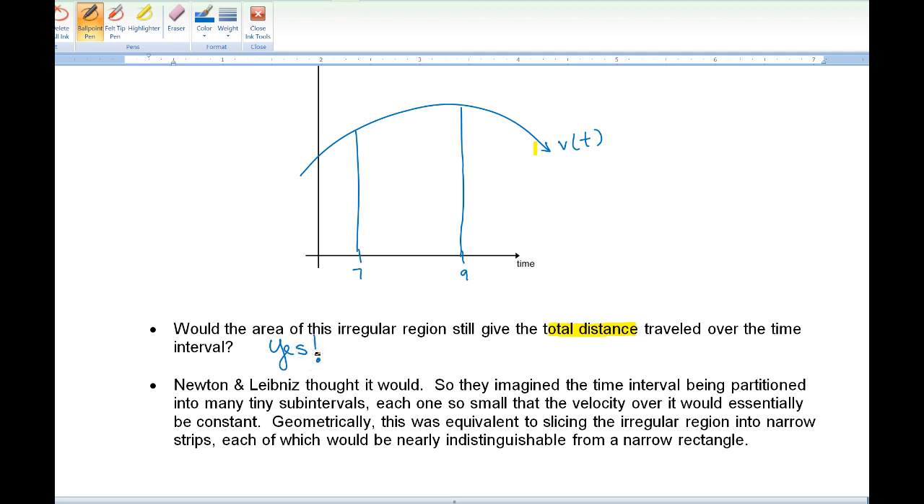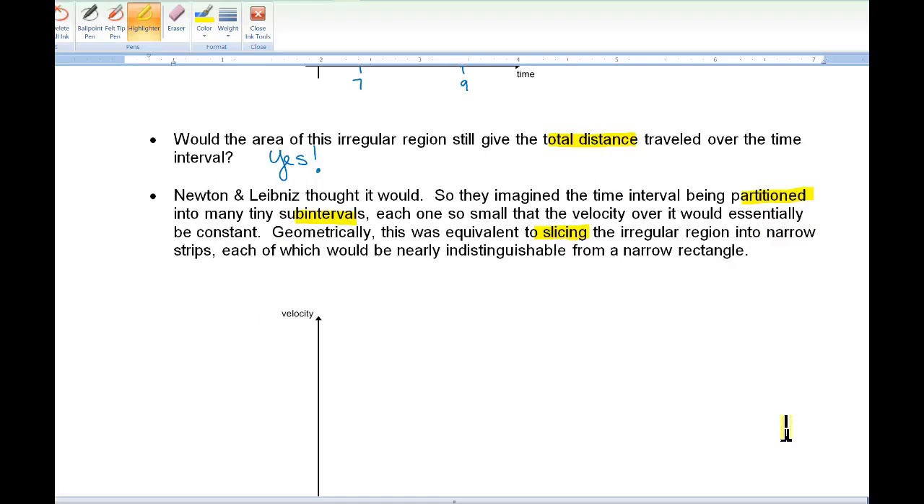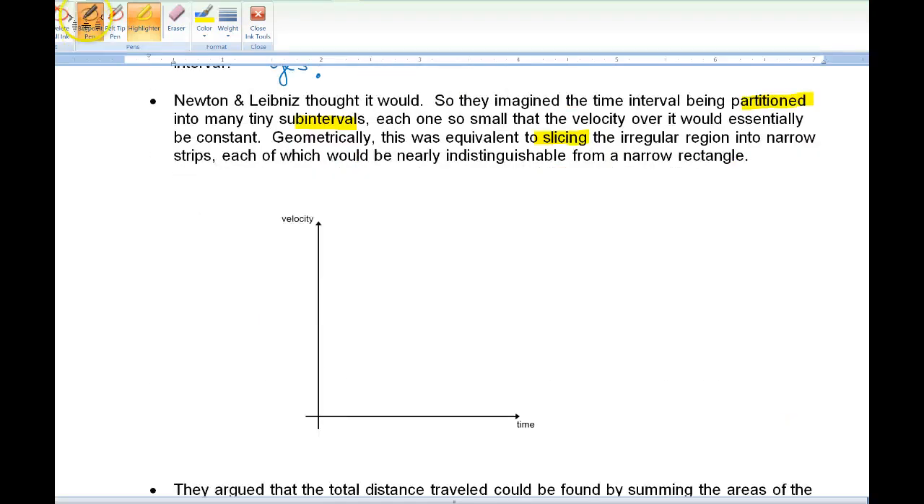So Newton and Leibniz thought it would. They imagined the time interval being partitioned, that's a key word, into tiny subintervals. Each one was so small that the velocity over it would essentially be constant. Geometrically, this is equivalent to slicing the irregular region into narrow strips, each of which would be nearly indistinguishable from a narrow rectangle. It'll kind of look like this.